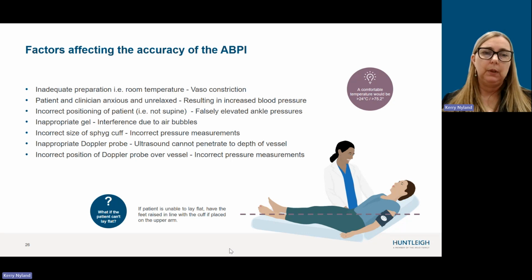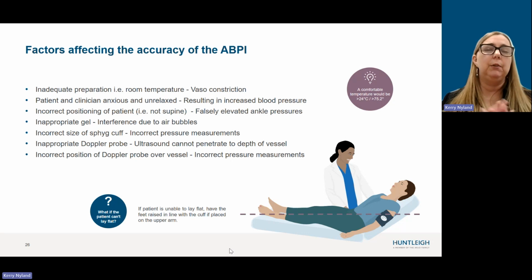Incorrect position of the patient, as we mentioned, if they're not supine, if they're not completely flat, you are potentially going to get elevated ankle pressures. But it's not always possible. So if you can try and get them into more of a V shape, then do that instead.